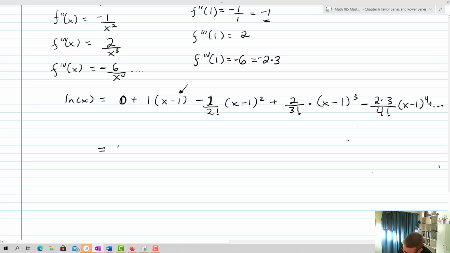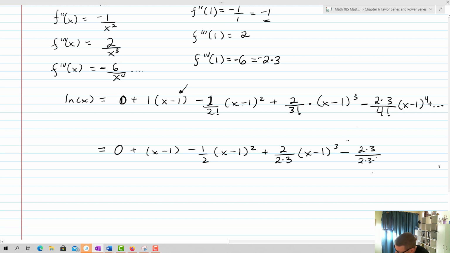We're going to get equals 0 plus x minus 1 minus 1 half times x minus 1 squared plus 2, and then this is 3 factorial, so this is going to be 2 times 2 times 3, okay, times x minus 1 cubed minus 2 times 3 divided by 2 times 3 times 4 times x minus 1 to the 4th plus dot, dot, dot, dot.